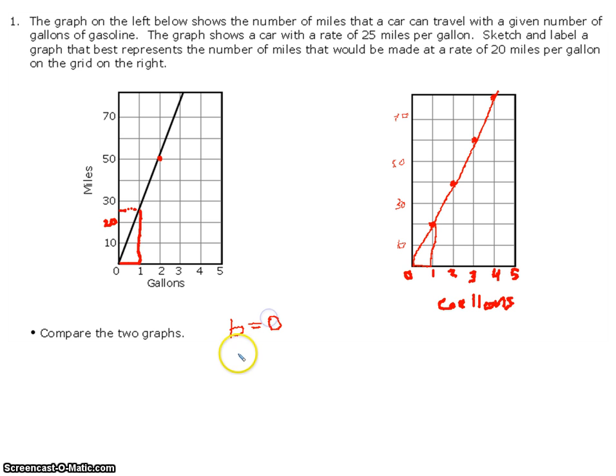Now, on the slope side of things, we got a little bit of a difference. In graph 1, we're going 25 miles per gallon. And on this one over here, we're going 20 miles per gallon. So we can say that the line is a little less steep on the second graph than it is on the first graph. This graph is rising faster than this line over here, based on our numbers. This one's going up 25 for every gallon. This one's going up 20 miles for every gallon.